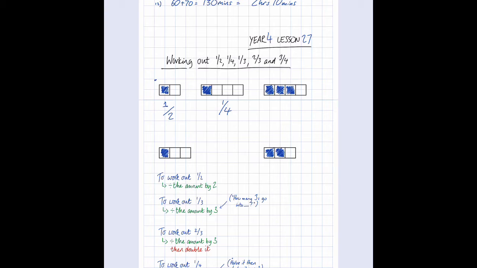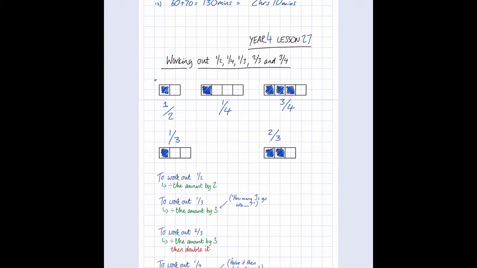Next one, that would be 3/4, three quarters. This one here, 1/3. So again, we don't say one threeth, we just say a third. And then the last one, 2/3.